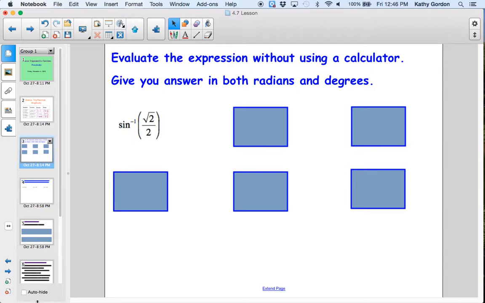Right? Because we said the range, the output now has to be angles. So you're looking for what's the angle that would have given me square root of 2 over 2 in the first place if I had taken sine of it. So you're trying to work it backwards.